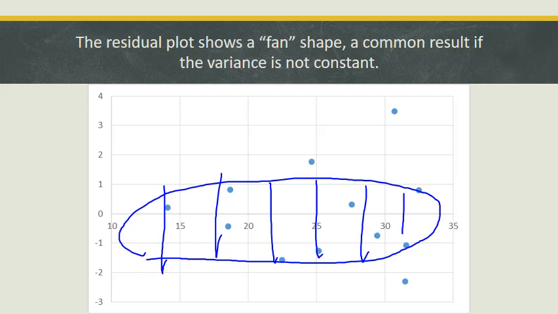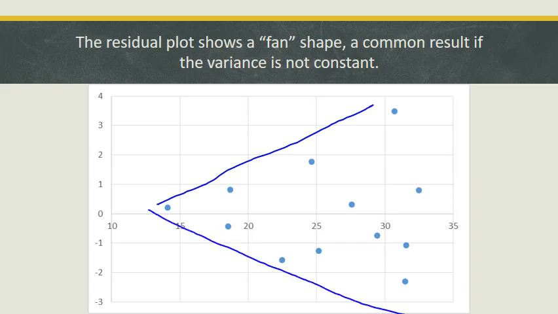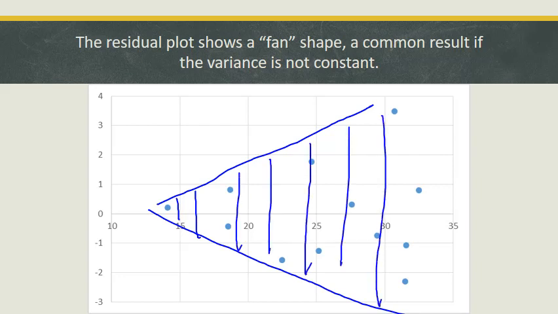Throughout the whole thing. This particular plot has what we call a fan shape. The width starts very small, but then increases as we move to the right. The fan shape is probably the most common way to see non-constant variance, but it isn't the only way. Any residual plot with non-constant width has the problem of non-constant variance.